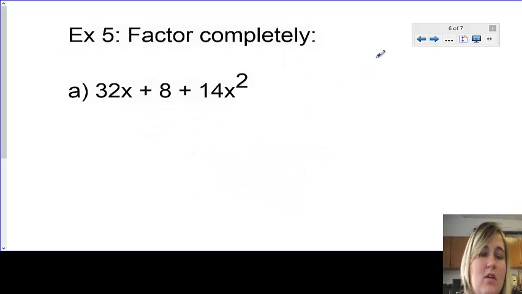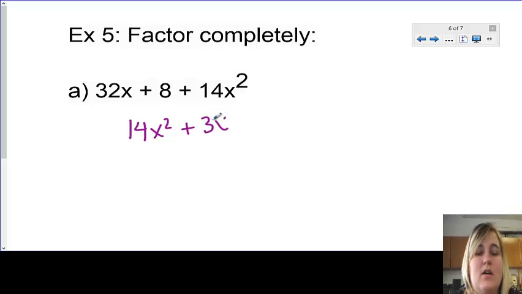Last example here. This is similar to the practice that we had the other day. You cannot do this until you have it in the proper order. So we're going to write it as 14x squared plus 32x plus 8. Okay, so now I have it in standard form. Now I can do the factoring.